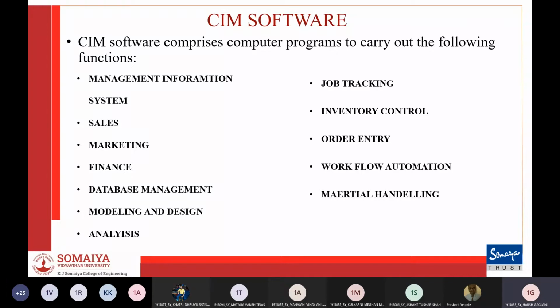So all these things, there are various software, some of them are open source and some of them are paid, but these all things are being used in computer integrated manufacturing. So I will go to Mrunal now.